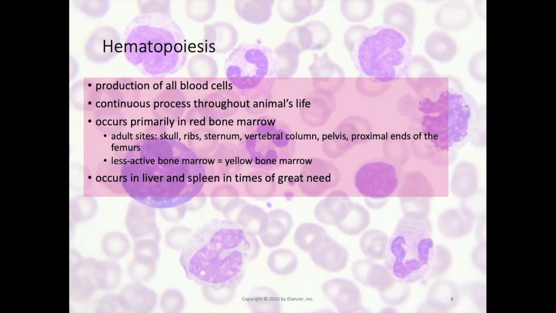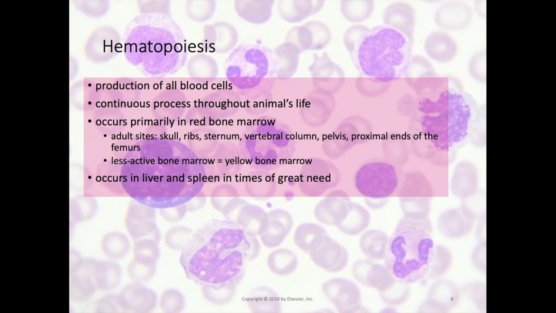Hematopoiesis overall talks to the production of all blood cells, and it's a continuous process throughout the animal's life. It occurs primarily in red bone marrow, and in adults, you'll find this in the skull, the ribs, the sternum, the vertebral column, the pelvis, and the proximal ends of the femurs. Less active bone marrow is the yellow bone marrow, and we know that over time that creates sort of fatty tissue and connective tissue. And then, of course, in young animals, the main hematopoietic area is their long bones, so their femurs, their humerus, etc.